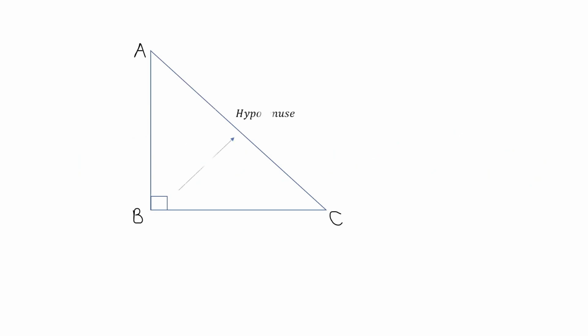Opposite to the right angle is called the hypotenuse, right? So the AC side is called the hypotenuse. Now see that the angle C is marked. Opposite to that is called the opposite side. And for angle C, the BC side is called the adjacent side. These terms we must know to move forward to find the trigonometry functions.